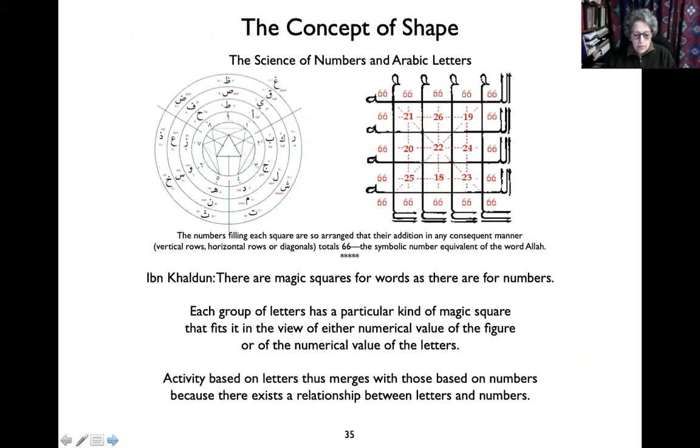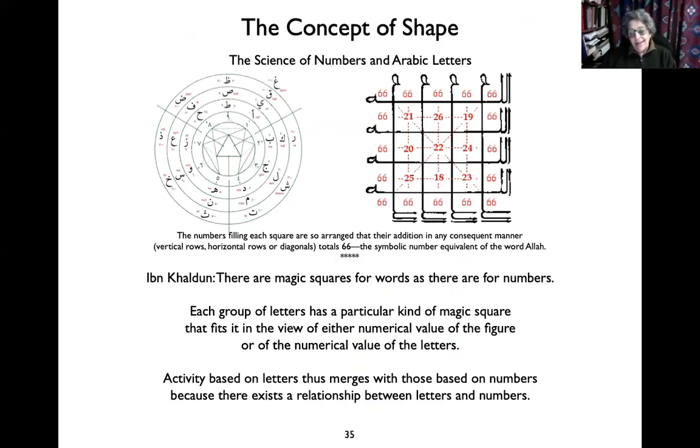Okay, so now again we're with the science of numbers and Arabic letters on the concept of shape. The numbers filling each square are so arranged that their addition in any consequent matter, vertical rows, horizontal rows, or diagonal, totals 66, the symbolic number equivalent of the word Allah. So however you divide, you add up these numbers here, it's going to give you 66. And then the calligrapher wrote the name Allah here. I find them amazing.